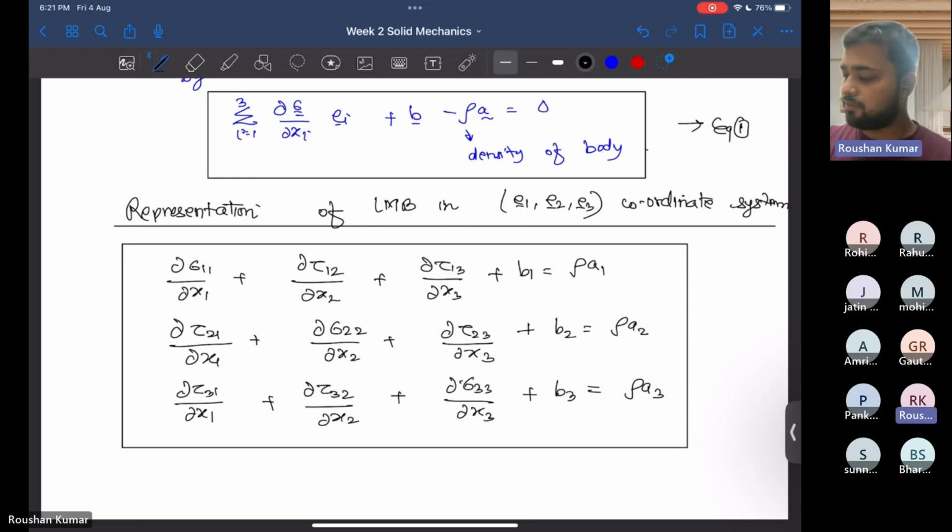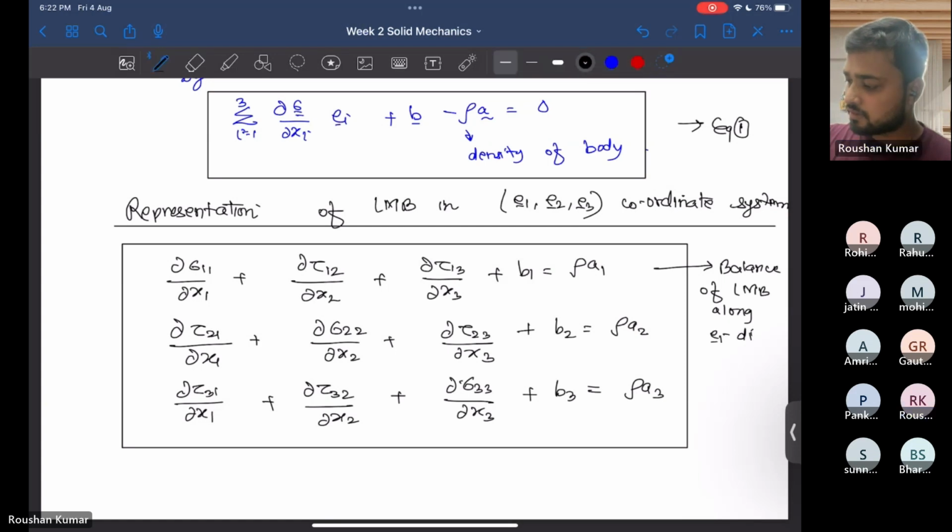The first equation represents the balance of forces along the E1 direction. Similarly, the second equation denotes the balance of LMB along the E2 direction, and the third one denotes the balance of LMB along the E3 direction. So this is the LMB equation in component form.